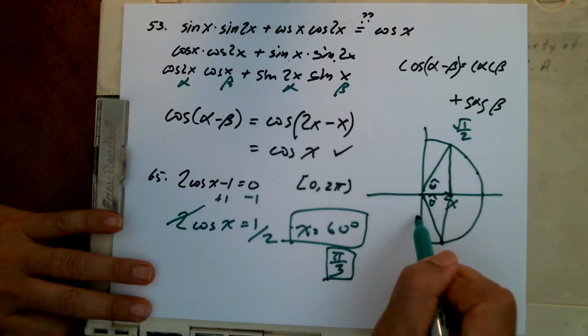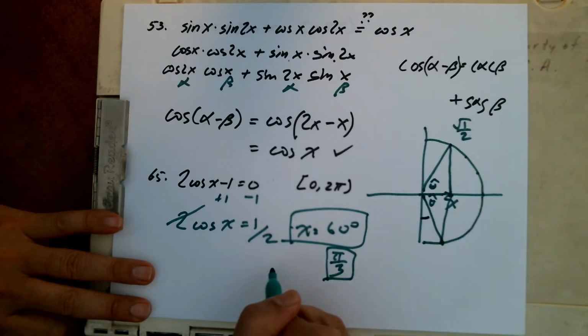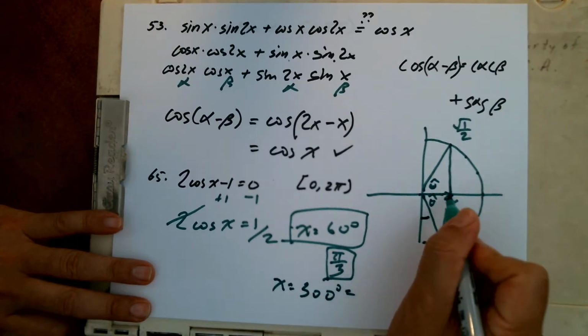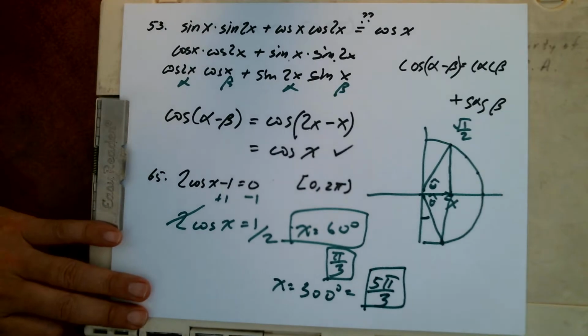180, 270 plus that's 30, so it's going to be 300. So x equals 300 degrees, or what's it going to be? 7 pi over 6? No, 11 pi over 6? No, 7 pi over 3. No, 5 pi over 3. Okay, I had to go from degrees to radians.